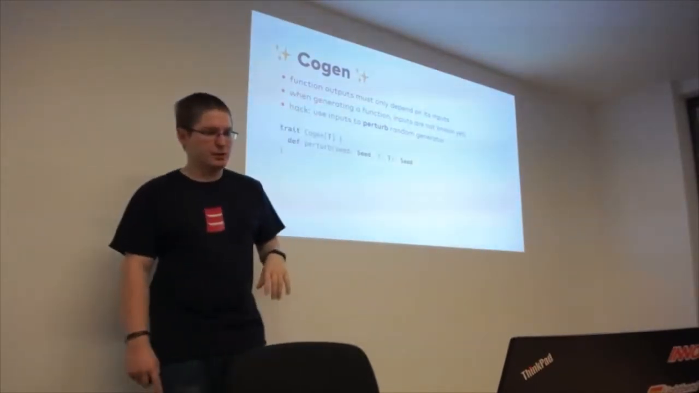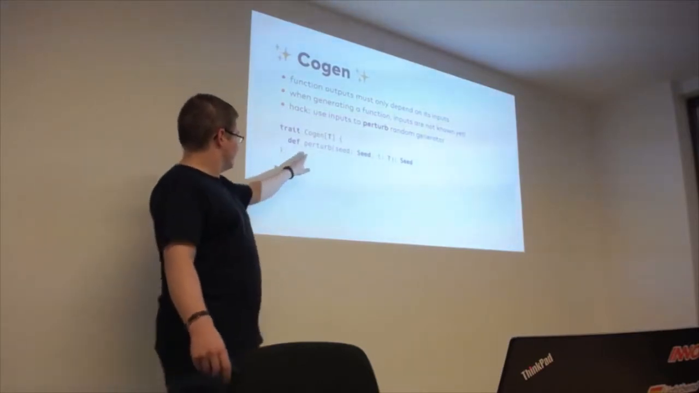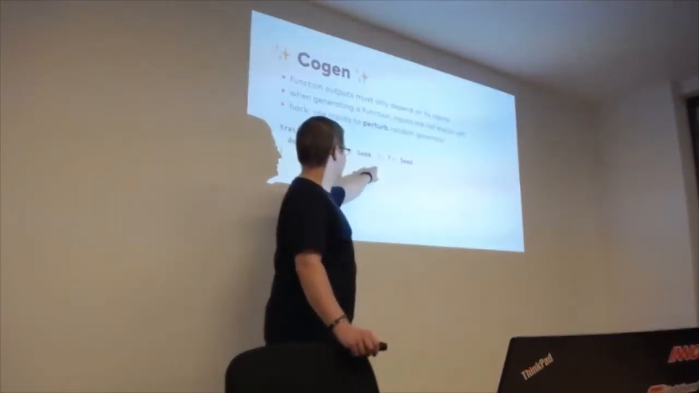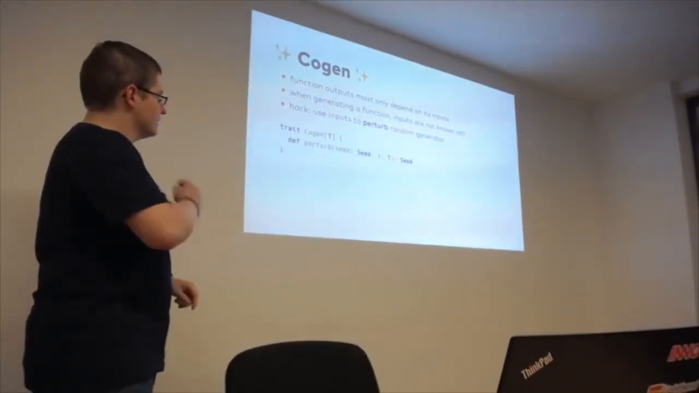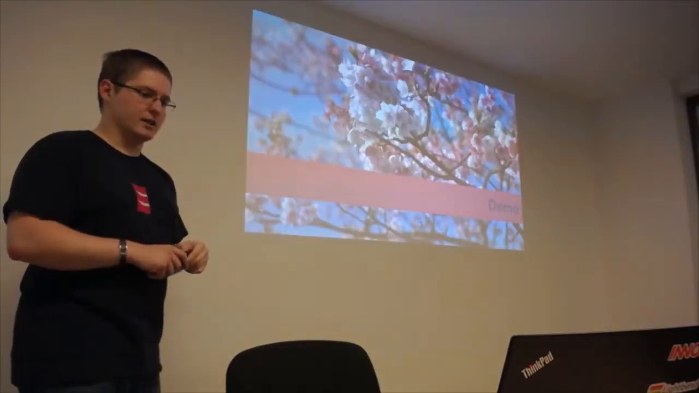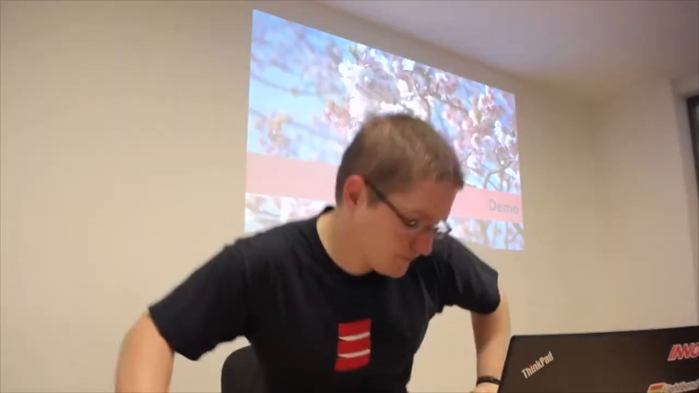And translated into Scala code, this is what the Cogen interface looks like. You just have this single function perturb. It takes a seed, it takes a T, and then it gives you back a new seed. So it sort of modifies the seed. And because this is a little hard to understand from just looking at the slides, I will give a brief demo of how that actually works.